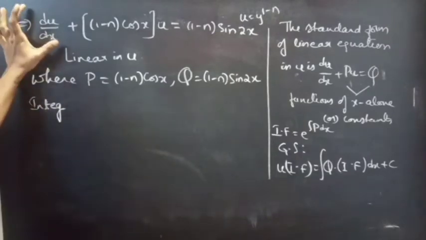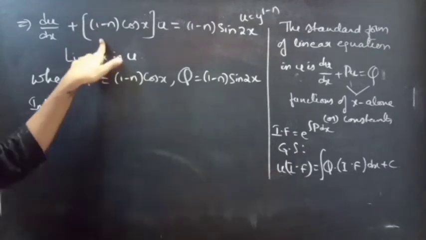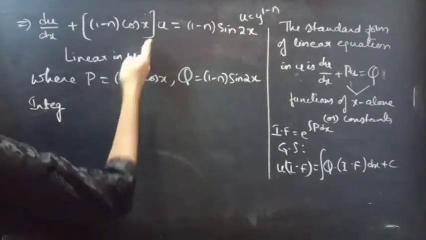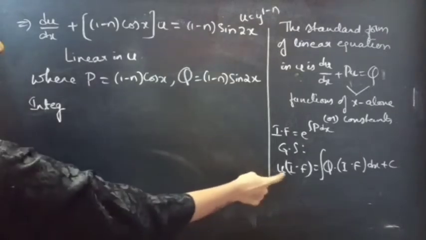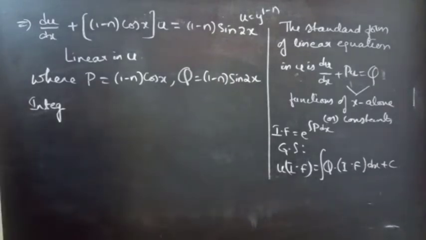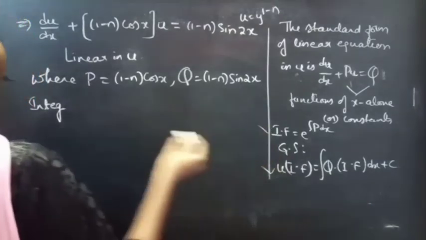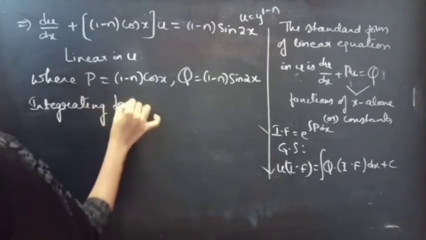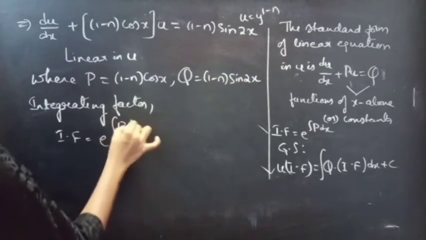So the general solution of the given equation is given by the general solution of the reduced equation, that is, the standard form of linear equation in u. So the general solution of this equation will be the general solution to the given equation. Before finding the general solution, we need to find the integrating factor. Integrating factor equals e^(∫P dx).